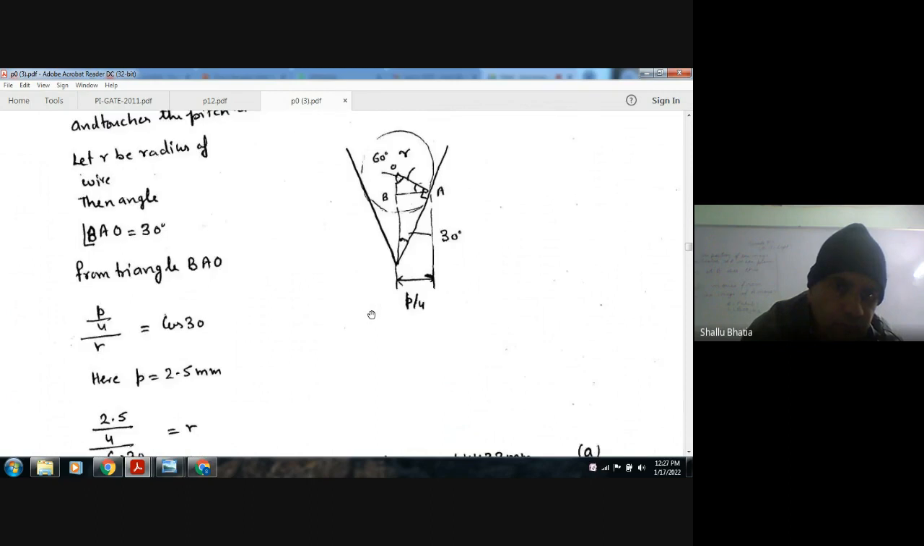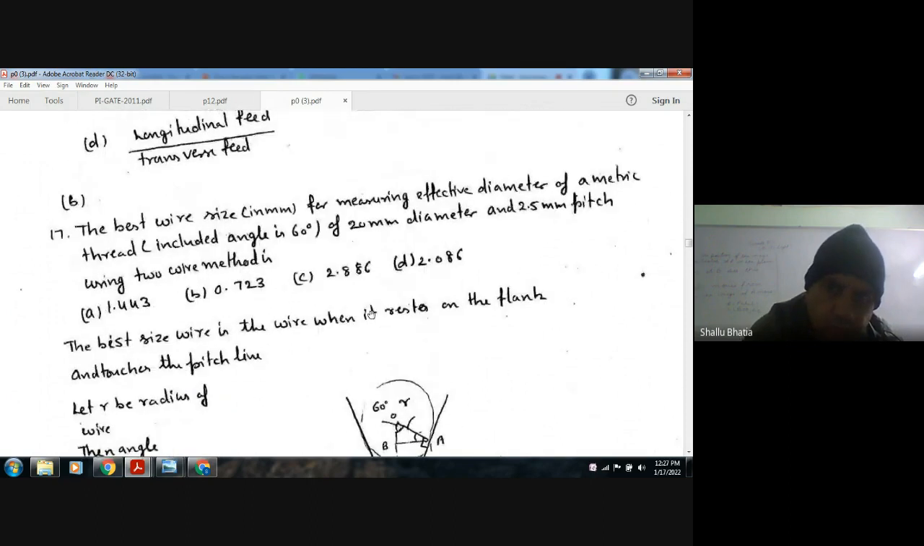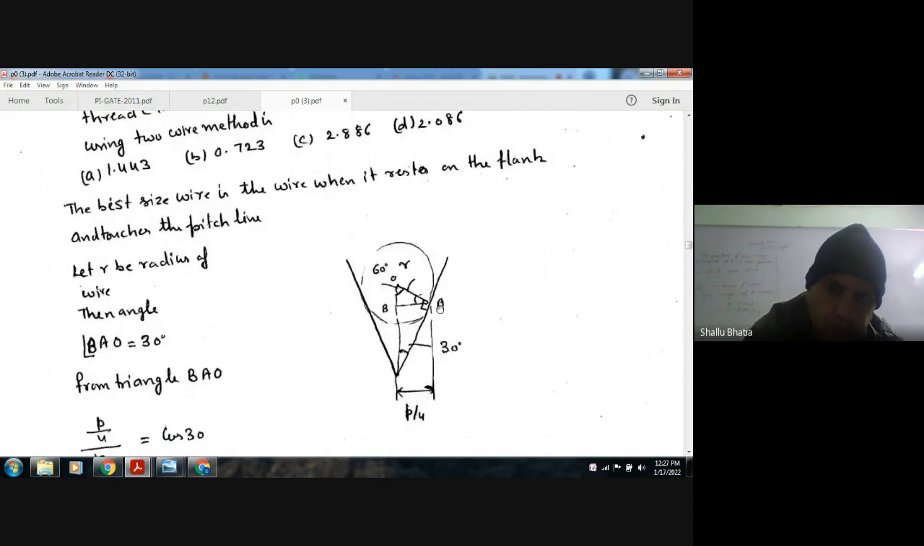Now the pitch is given as 2.5 mm, so this is 2.5 by 4. From this angle, which is 30 degrees, this is 60 degrees and this is 90 degrees. From this triangle, we can find out R.